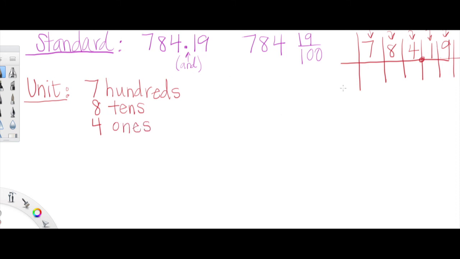Next, we have 1 tenth. Make sure we have that TH. It's not a 10, it's a tenth because it's a decimal. It's less than 1. And then we also have 9 hundredths. Not hundreds, hundredths. Okay, so this is our unit form, just place value by place value.